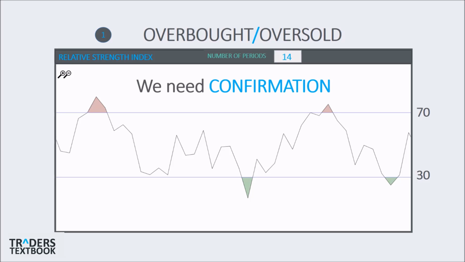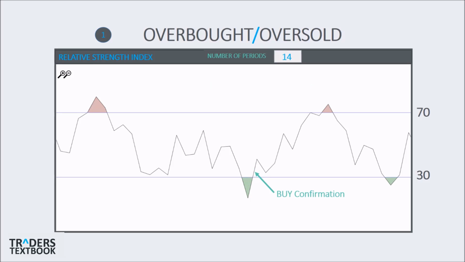A popular approach is to first allow the price to cross below the 30 line and then rally back above the line before buying, like we have over here. Likewise, you can let the price cross above the 70 line and then cross back below it before selling, like we have here. This approach can work quite well in ranging markets, when the price is swinging back and forth between overbought and oversold.